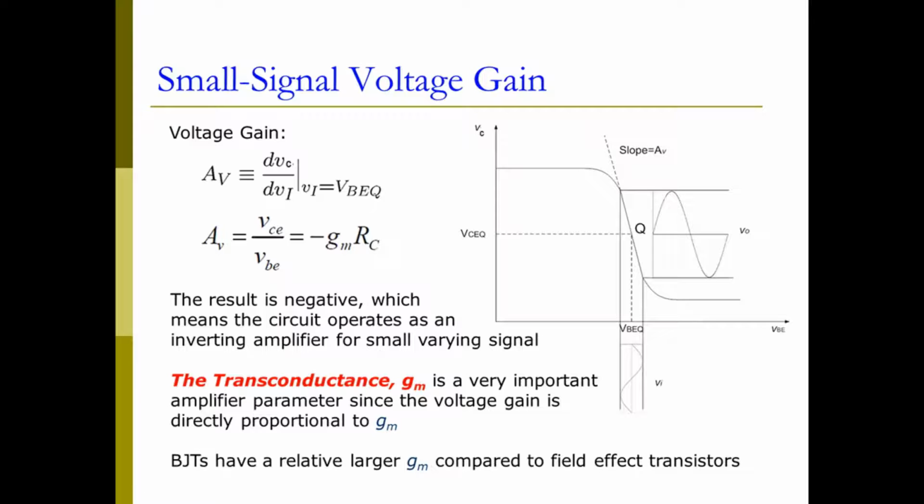Since the voltage gain is directly proportional to this gm, now the gm for the BJT is usually much larger than for the MOSFET.